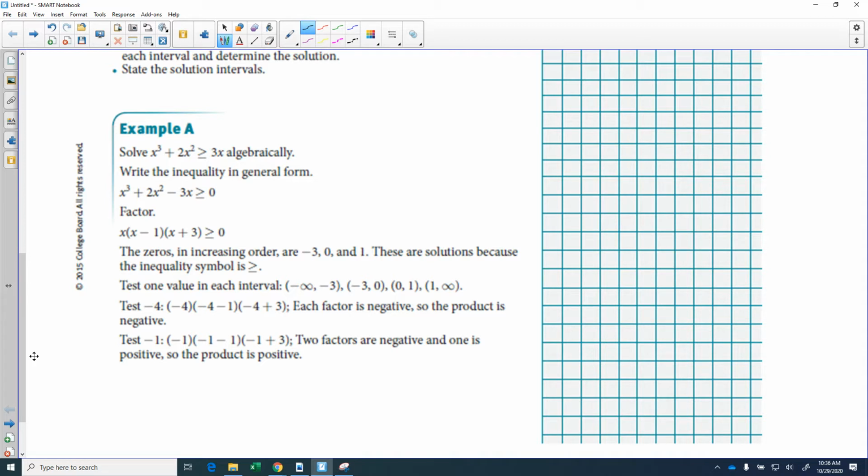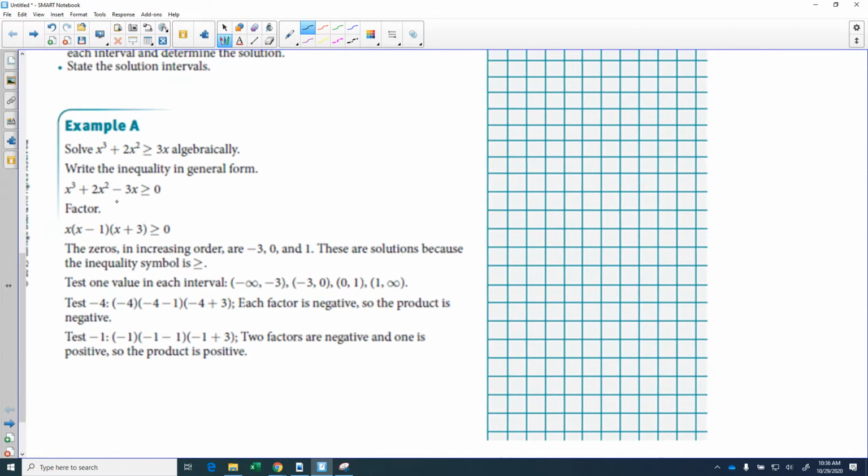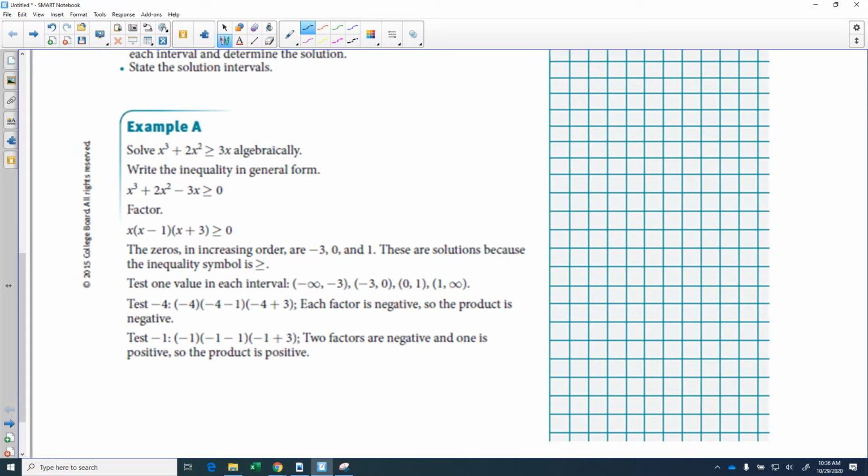For example, when I look at this problem here, okay, this example, notice how they start this problem. You have x cubed plus 2x squared is greater than or equal to 3x. Well, naturally, to solve this out, you have to move the 3x over. That's how we factor it out. Technically, we can't factor it based off where it's at. So I would subtract the 3x over, and I would get to this position right here, which is a tendency of what we're going to be seeing.